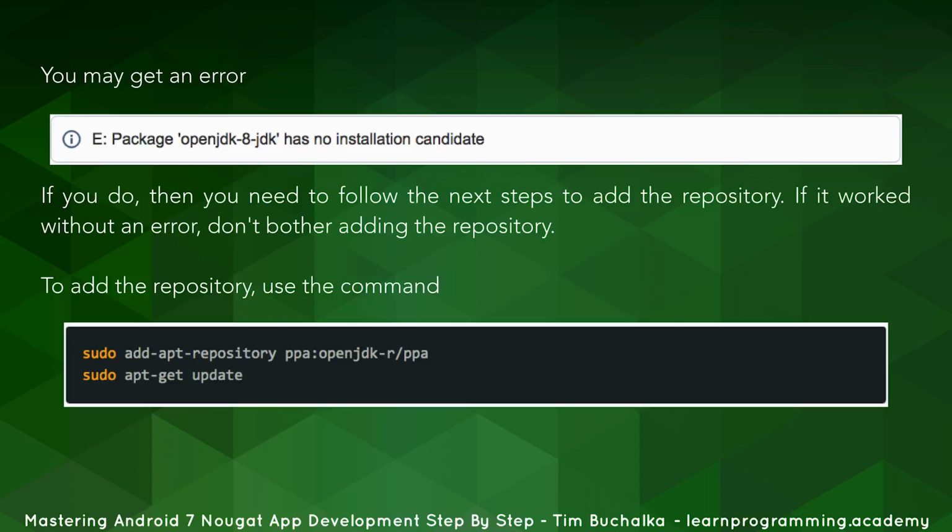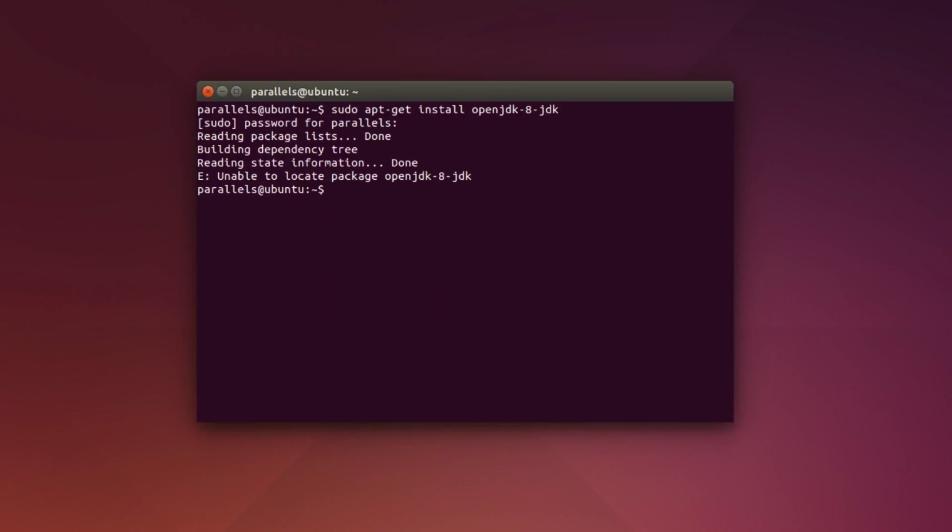And to add the repository, use the commands as you can see on the screen there, sudo space add-apt-repository space ppa:openjdk-r/ppa, and let that command finish. When that's finished, you can do a sudo space apt-get space update, and that should fix the problem. Alright, so in my case, I actually had an error, so what I need to do is add the repository. So you won't need to do this unless you've got the error that I did on the screen.